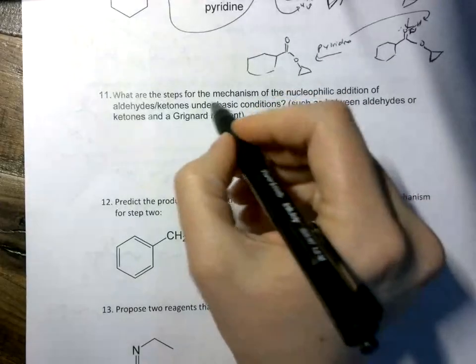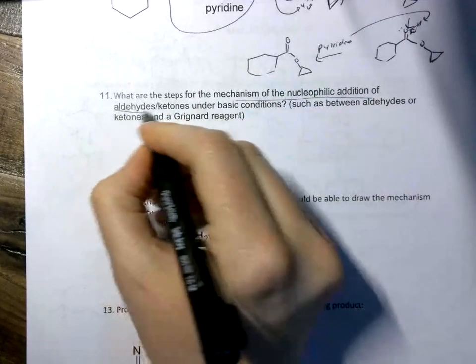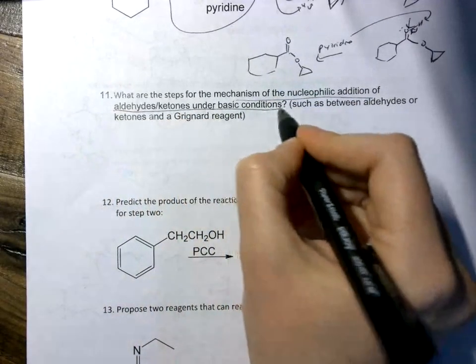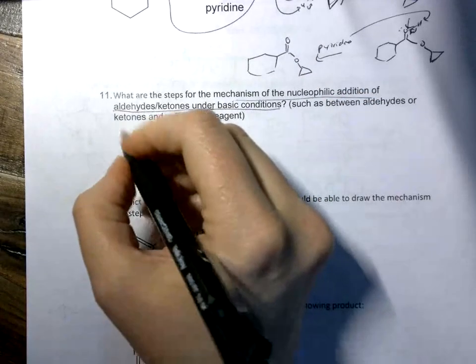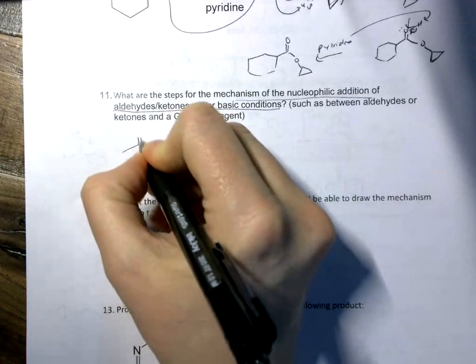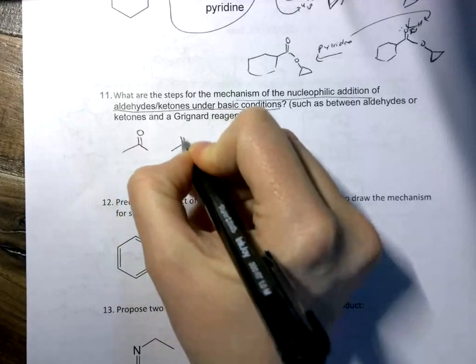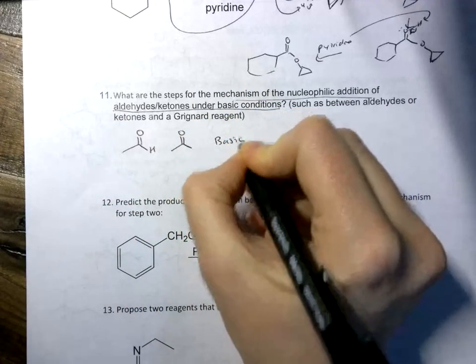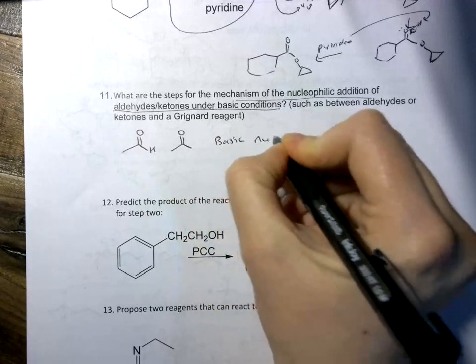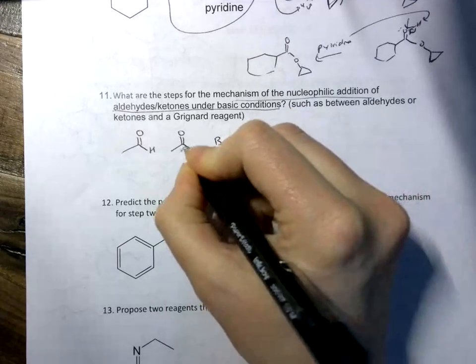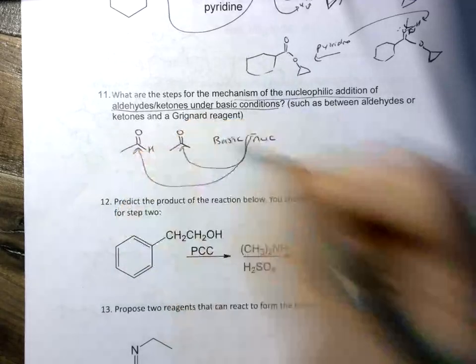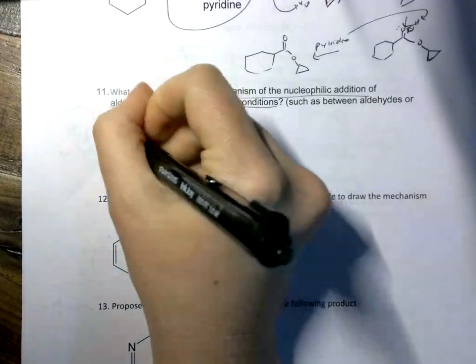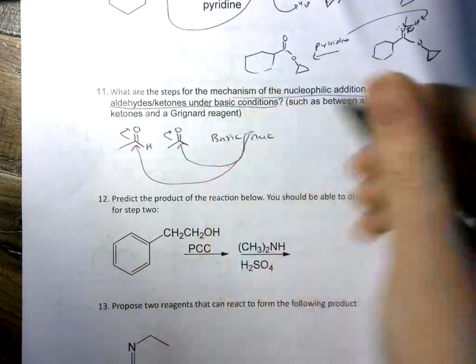Okay, then next, what are the key steps for the mechanism of the nucleophilic addition of aldehydes and ketones under basic conditions? So this is the reaction we've done over and over. If you have an aldehyde or a ketone with a basic condition, then your nucleophile is likely to be strong, and it's going to attack first here, and then this will kick up. So that's under basic conditions.